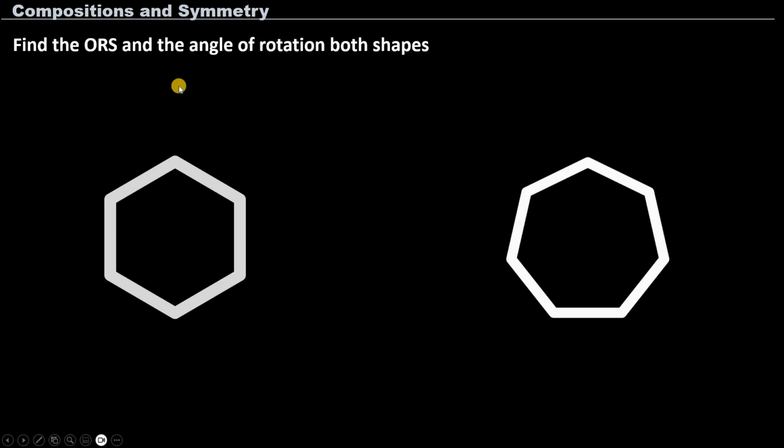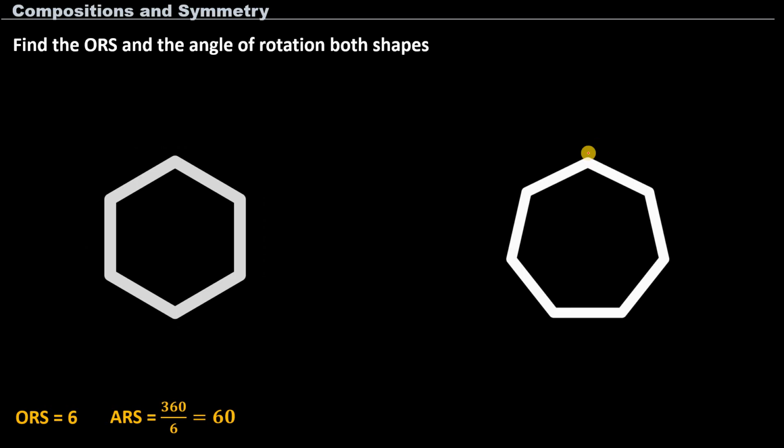So looking at these shapes, we're going to figure out what is the ORS and the angle of rotational symmetry. So this shape, I could rotate it once, twice, 3, 4, 5, 6 times to go all the way back around. So the ORS here is 6, meaning that the angle of rotational symmetry is 360 over 6, which is 60 degrees.